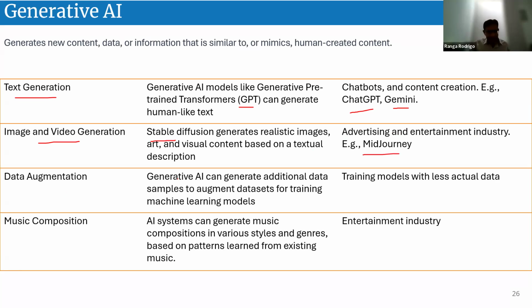Data augmentation: generative AI can generate additional data samples to augment datasets for training machine learning models. So training models with less data. So that's an example. Music composition, this, that, and so on. So there are many generative tasks, as you know. I think you know these better than I do.